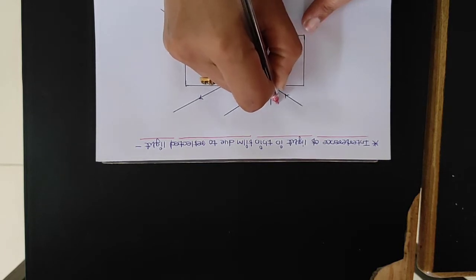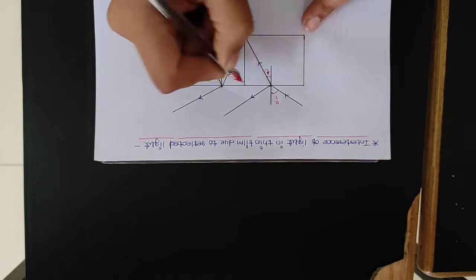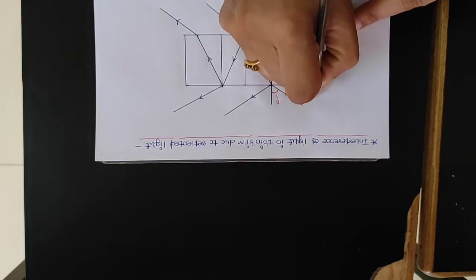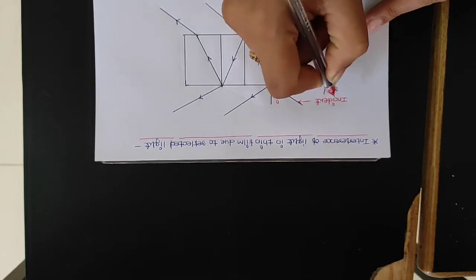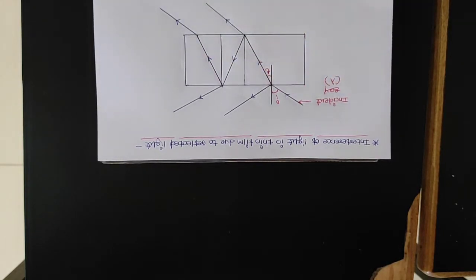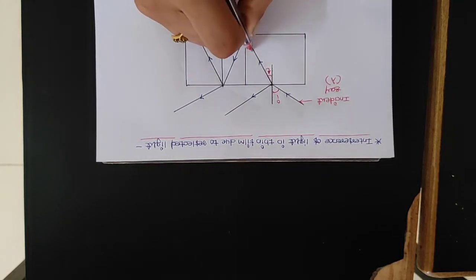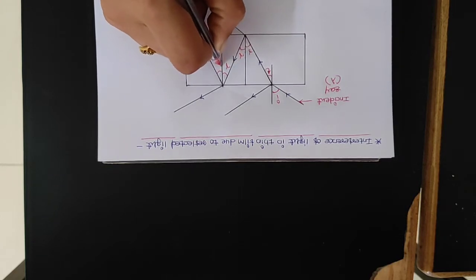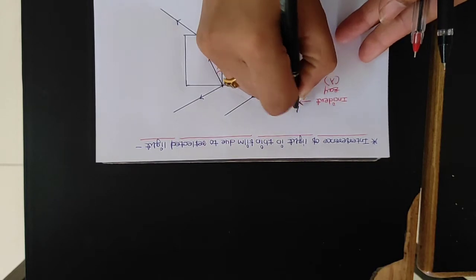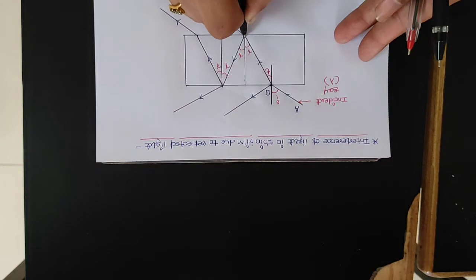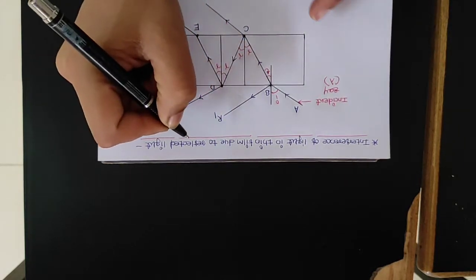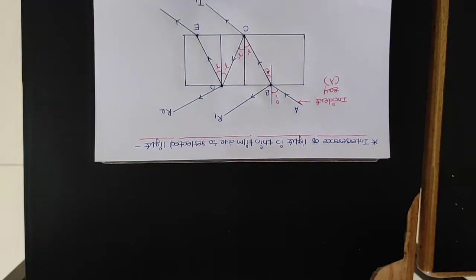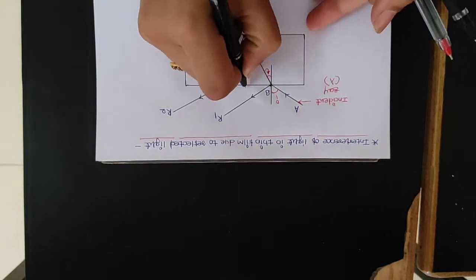This is angle of incidence I. This is angle of refraction R. This is incident ray, having wavelength lambda. Points A, B, C, D, E. R1, R2, T1, T2. Okay. This is En.